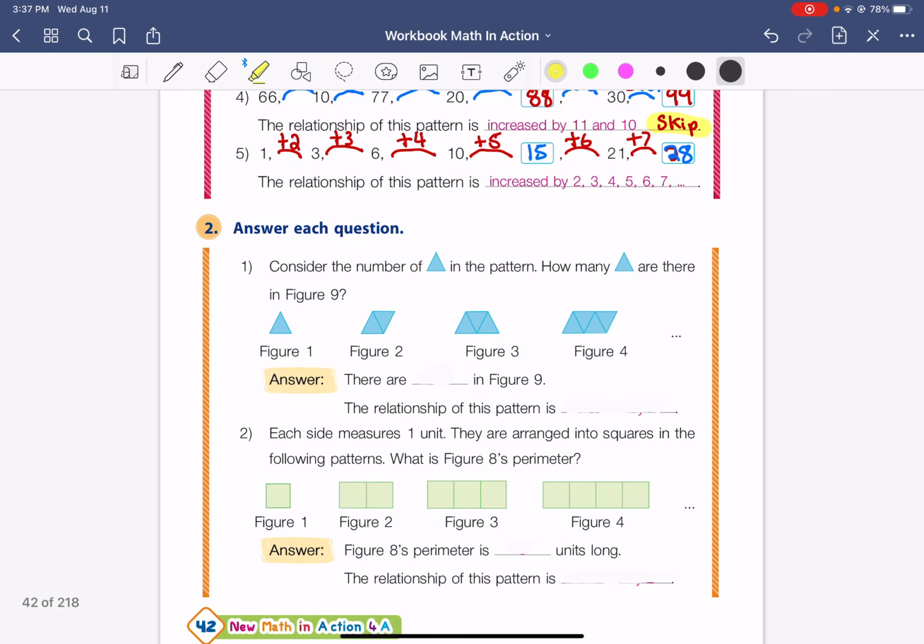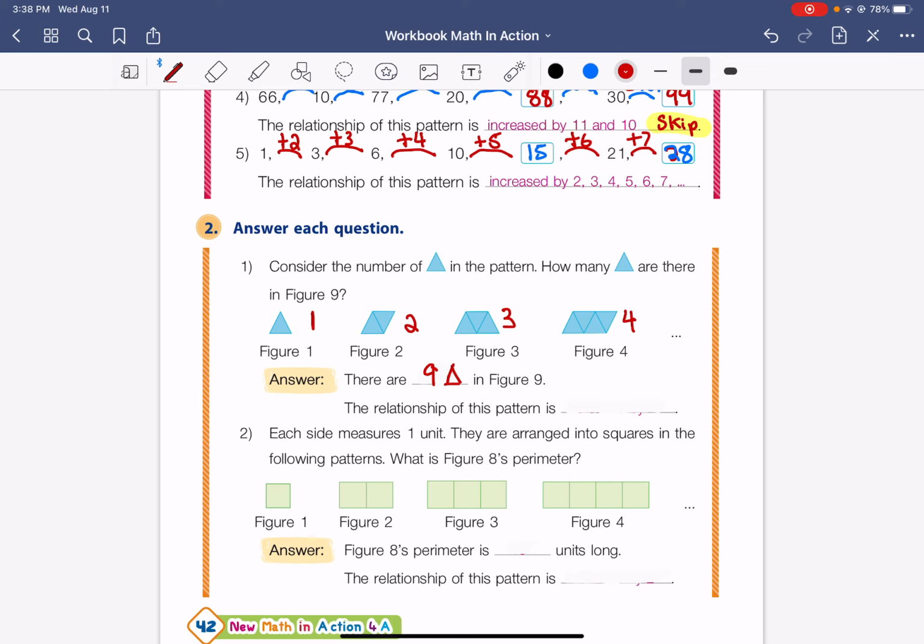But let's take a look at number 2. Consider the number of triangles in the pattern. How many triangles are there in figure 9? So figure 1 has 1 triangle. Figure 2 has 2. Figure 3 has 3. Figure 4 has 4. So figure 9 should have 9, right? There are 9 triangles in figure 9. The relationship of this pattern is increased by 1, right?